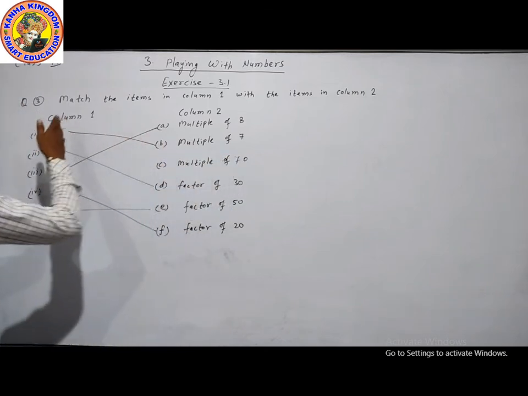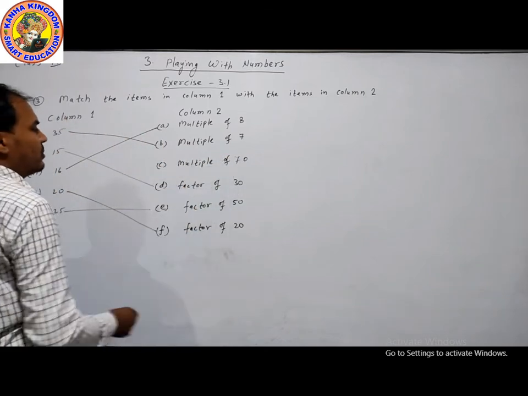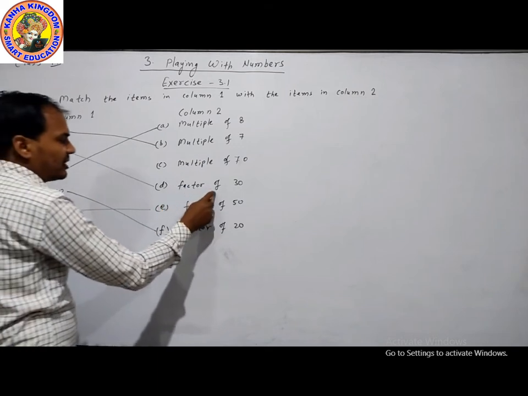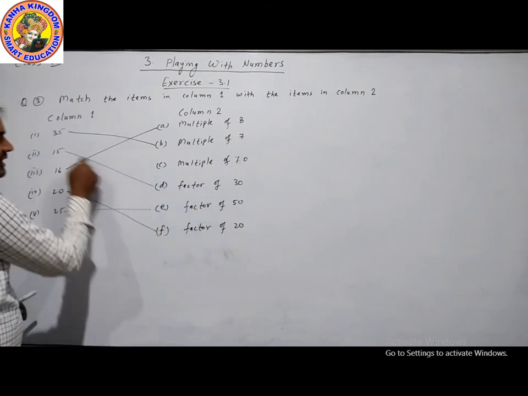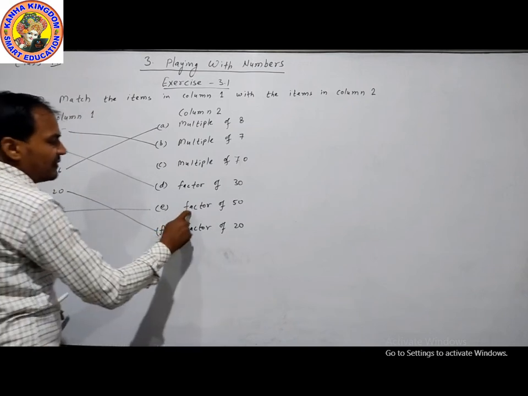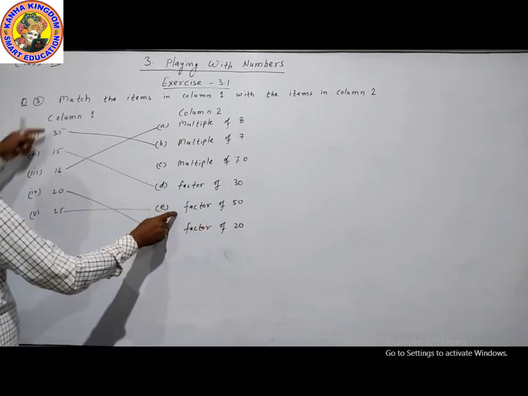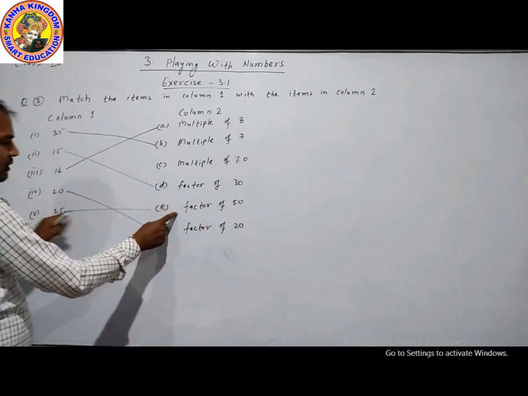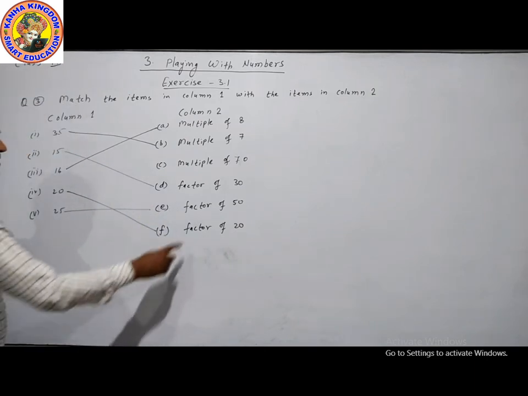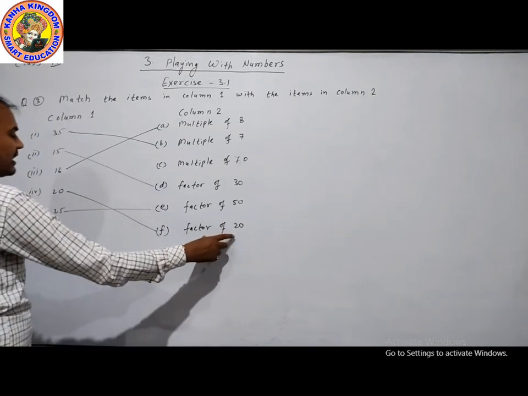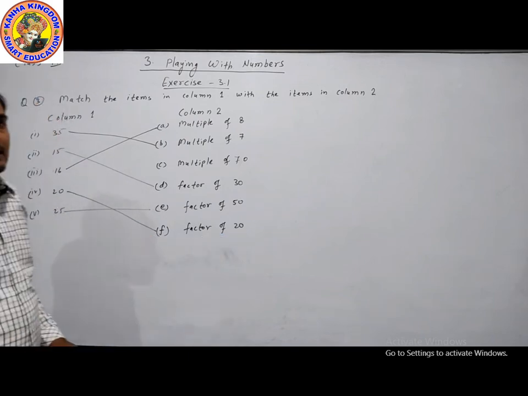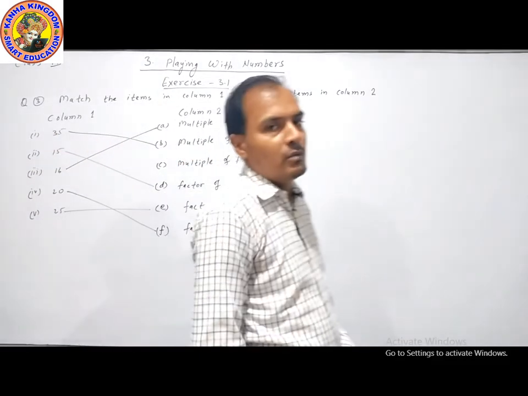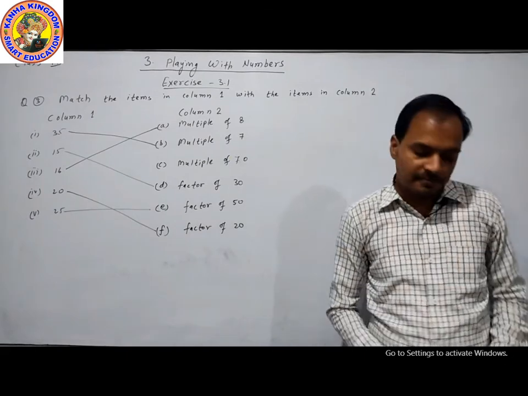70 is greater than these numbers, so 70 cannot divide them. Factor of 30: these numbers can divide 30, and 15 can divide 30. Factor of 50: which number divides 50? 25 will divide 50. Factor of 20: which number can divide 20? 20 can divide 20. So you can take a screenshot of this. We will move to our next question.